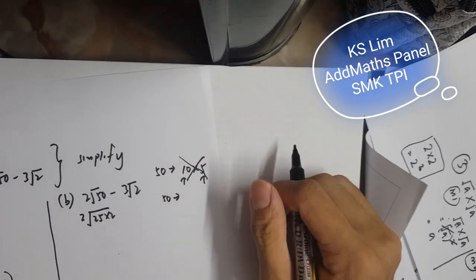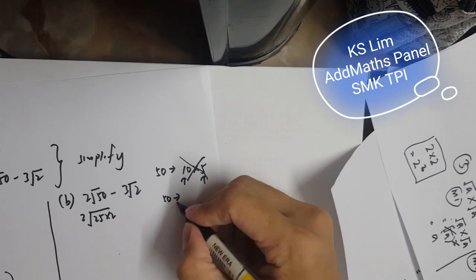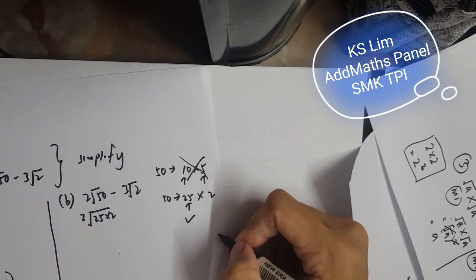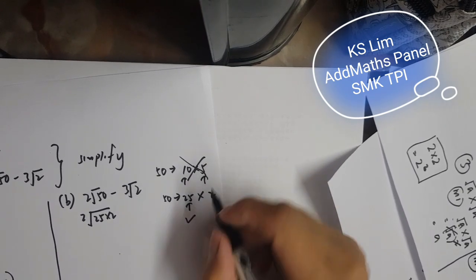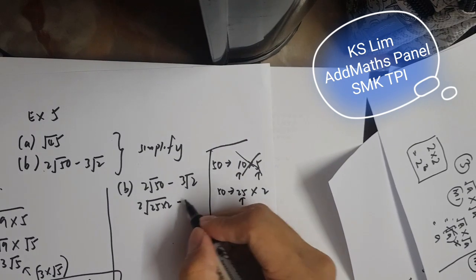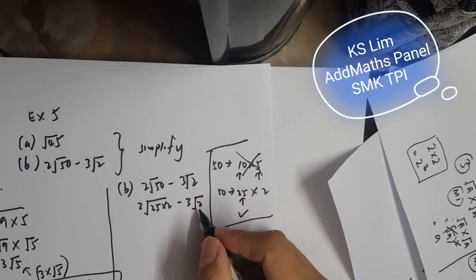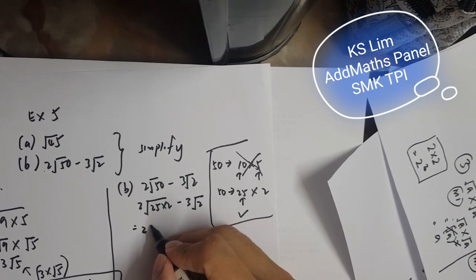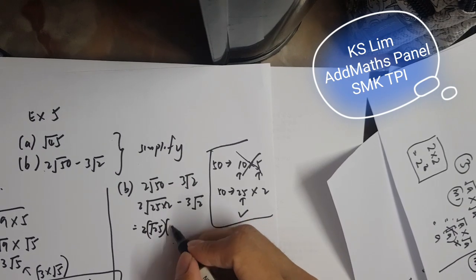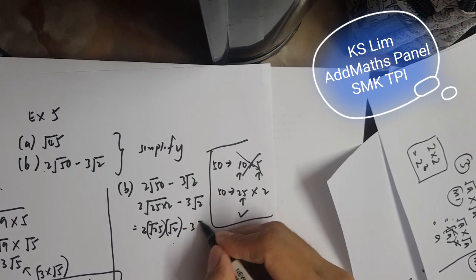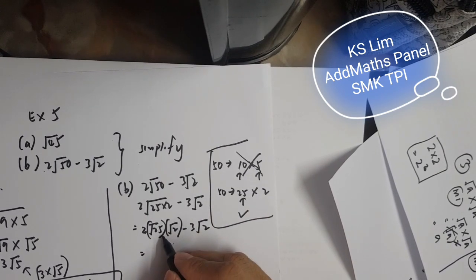50. What else? 25 times 2. 25 boleh kan? Ini 2 cannot, tak apa. If one of them can be rooted, then it should be okay. So I use 25 times 2. This one 2 cannot be simplified anymore. So square root 25 is equal to this one, and square root 2. Pecahkan. Square root 25 is 5. 2 times 5, 10.